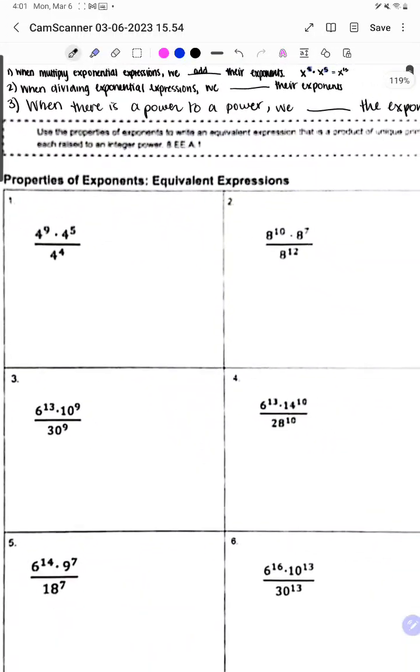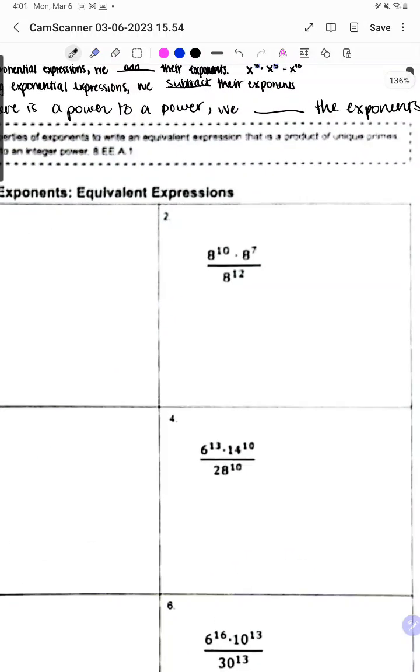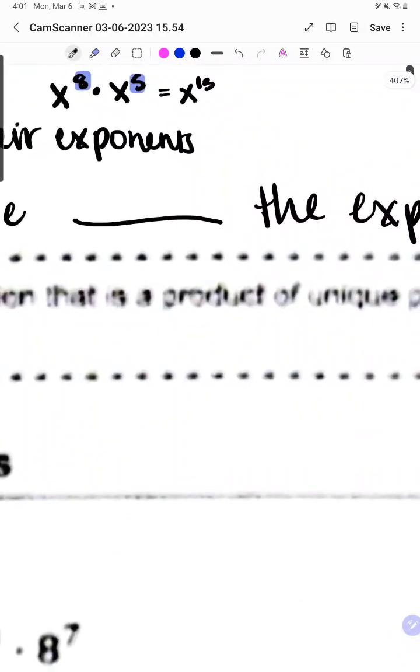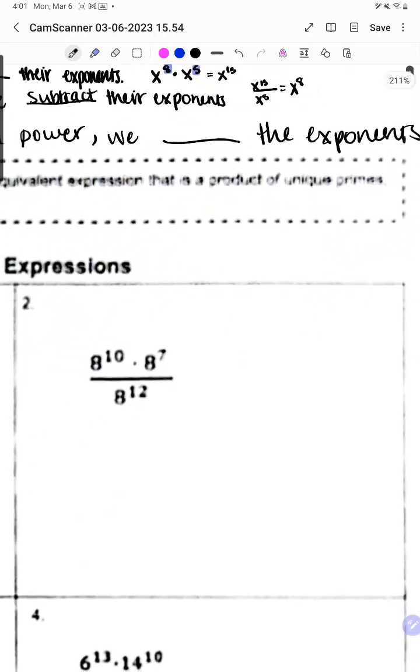When dividing exponential expressions, we subtract their exponents. So for instance, when we have x to the 13th, and we're dividing it by x to the 5th, 13 minus 5 is 8, so we'll have x to the 8th.